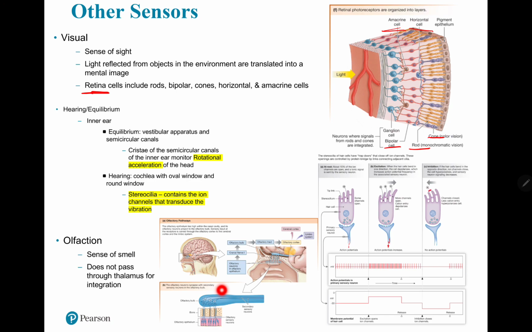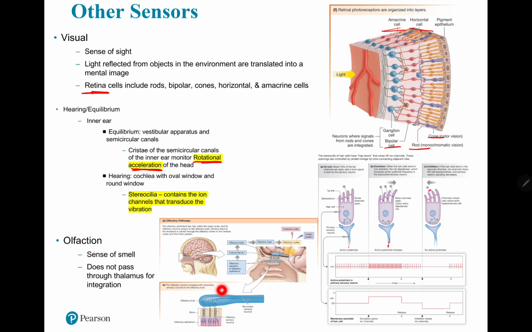Now for hearing, remember that's your ear portion, where we have hearing and equilibrium. In the inner ear we have the equilibrium, where we have the vestibular apparatus in the semicircular canals. It's the cristae of the semicircular canals of the inner ear that monitor rotational acceleration of the head. Rotational acceleration of the head.